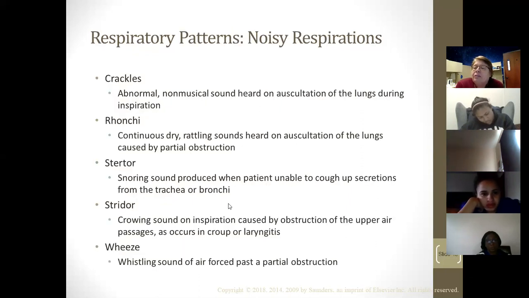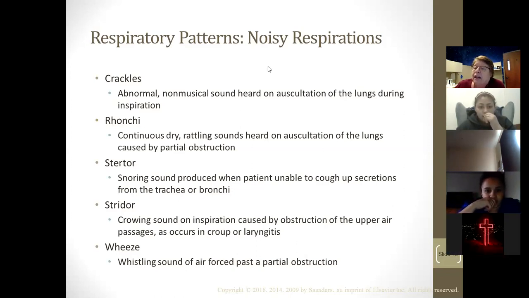And sometimes when you listen to lungs with the stethoscope, you're going to hear some noises that are not normal. Normally, you should just hear whooshing in and out. If it's abnormal, non-musical, there are crackles, like when you pour milk on Rice Krispies and you hear that snap and crackling sound. Or if you take your hair and rub it next to your ear, you're going to hear a crackly sound. That's called crackles or rales. Those are not normal.